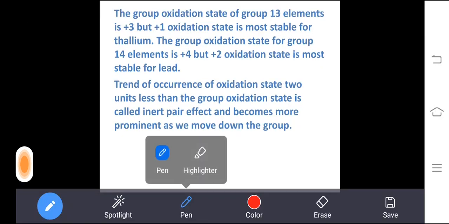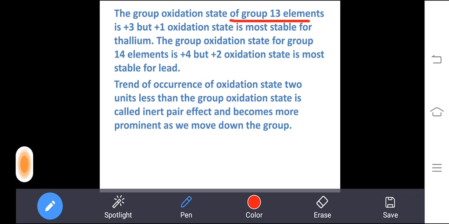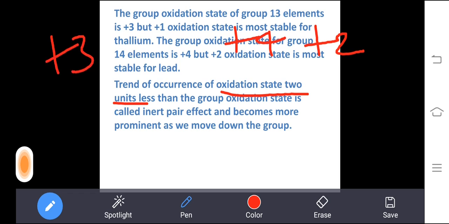The group oxidation state of group 13 elements is +3, but the +1 oxidation state is more stable. In group 14, the group oxidation state is +4, but the +2 oxidation state is more stable for lead, and +1 is more stable for thallium. This trend of appearing in an oxidation state 2 units less means that from +4 it shows +2 as stable, and from +3 it shows +1 as stable.